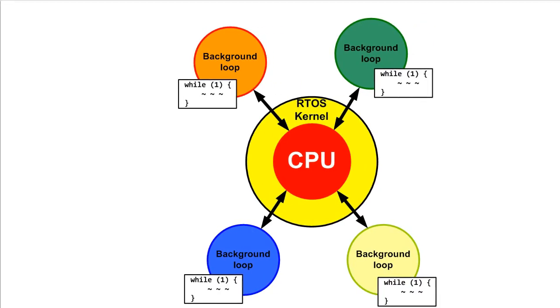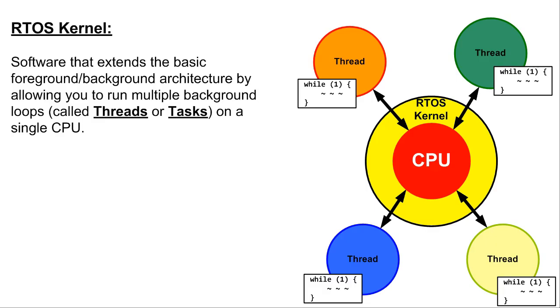So far in this lesson, you've been doing the switching manually, but the process can be automated in special software called the Real-Time Operating System kernel, or RTOS kernel for short. A simple definition of an RTOS kernel is that it is software that extends the basic foreground-background architecture by allowing you to run multiple background loops, called threads or tasks, on a single CPU.